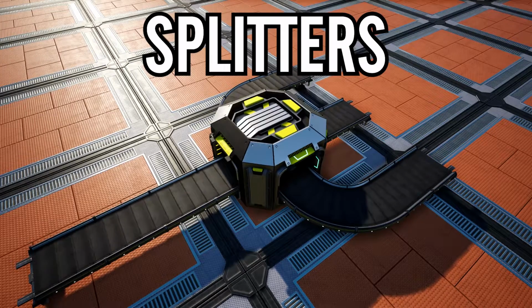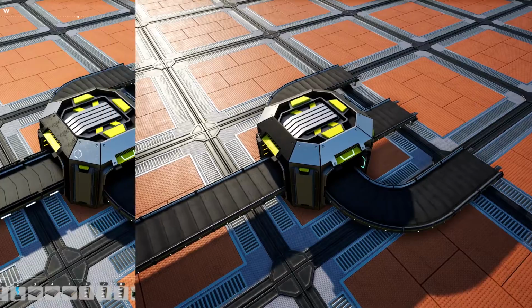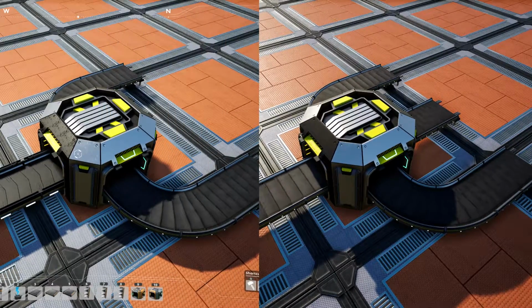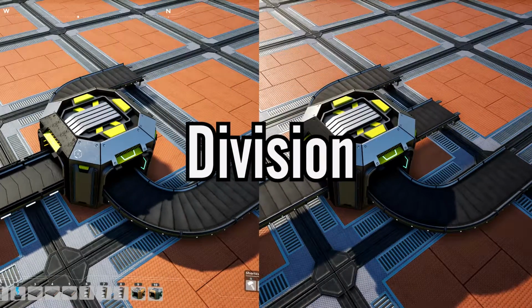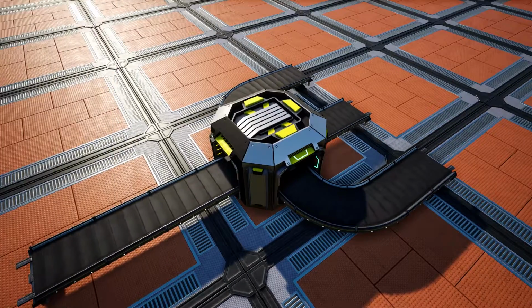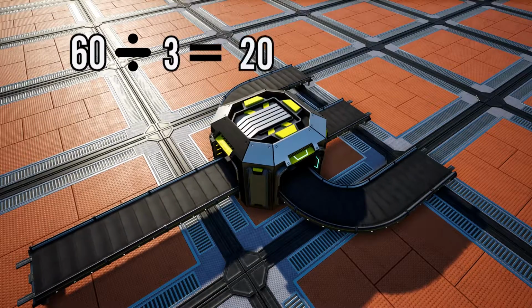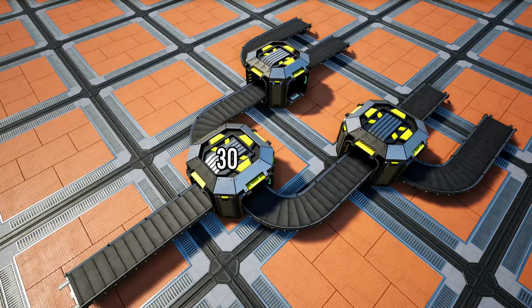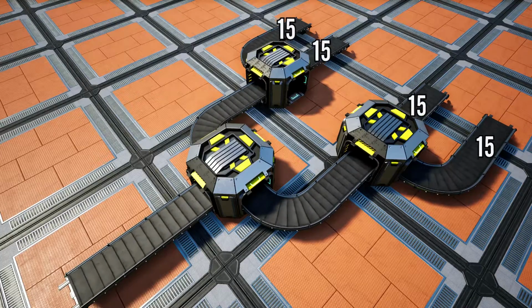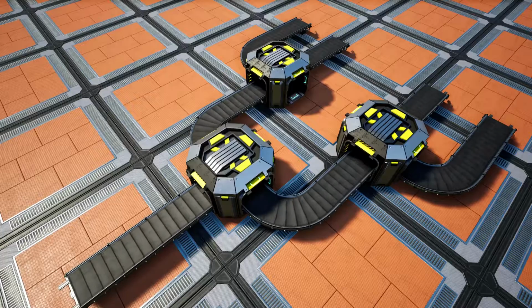Just like the name suggests, they split the incoming content equally amongst 3 other conveyors, or 2 if you've only connected 2 conveyors. In other words, they do division, as in they divide the incoming by the number of conveyors connected to the output. So for example, 60 is divided by 3 to give 20 each. Another example would be 60 divided by 2, which is 30, and then divided by 2 again, which gives 15. But this is just the division part of splitters.